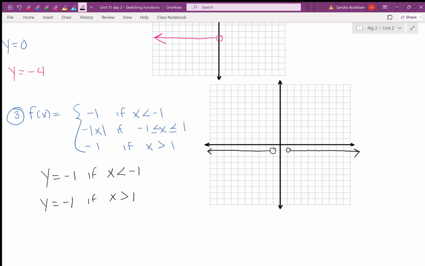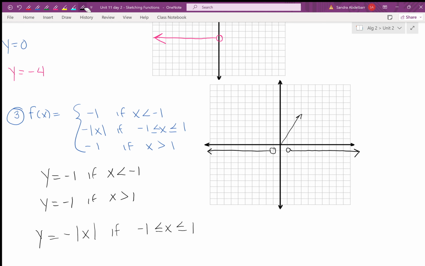All right, now we have our middle one. Y equals the negation of the absolute value of x if -1 is less than or equal to x, which is less than or equal to 1. Well, generally the absolute value is centered at 0, 0 and opens up, right? Or vertex 0, 0 opens up. What does the negation do? It makes it frown, it makes it open down.